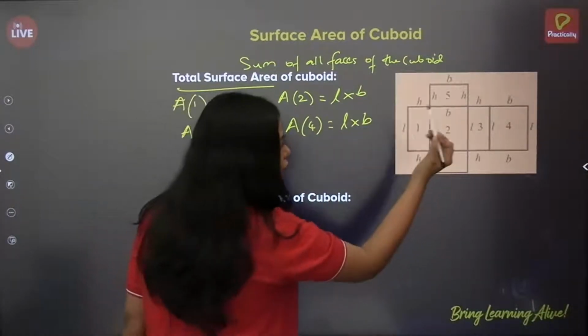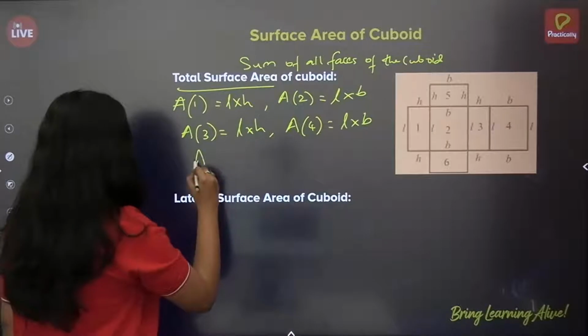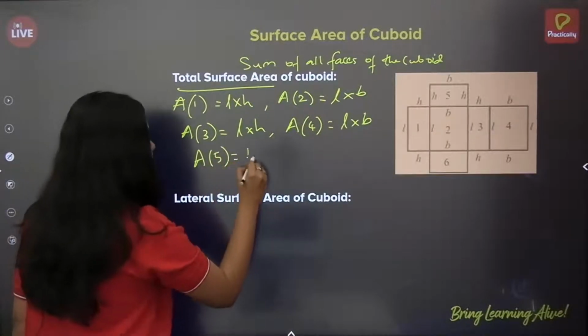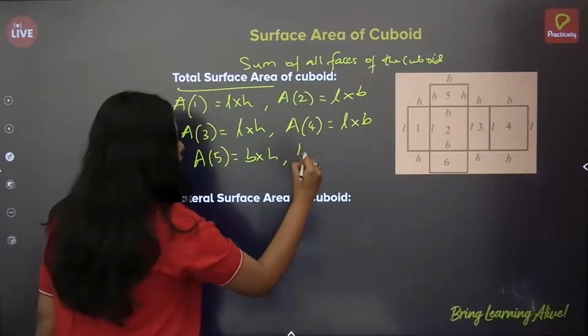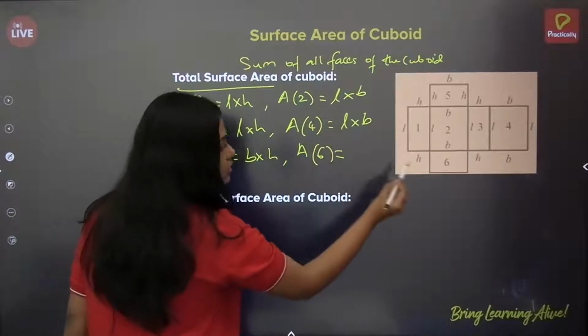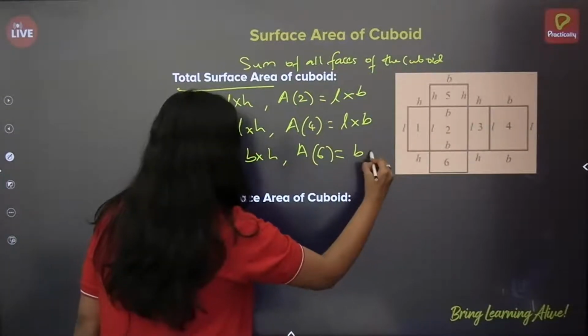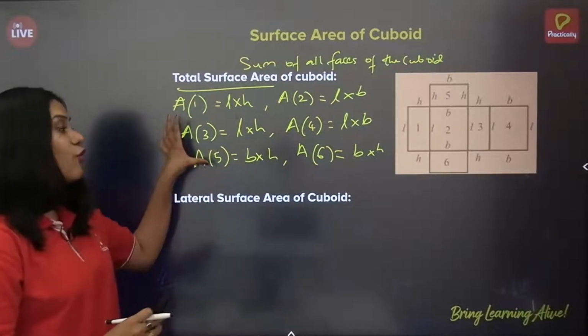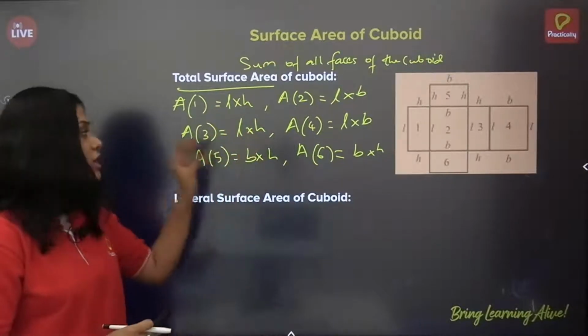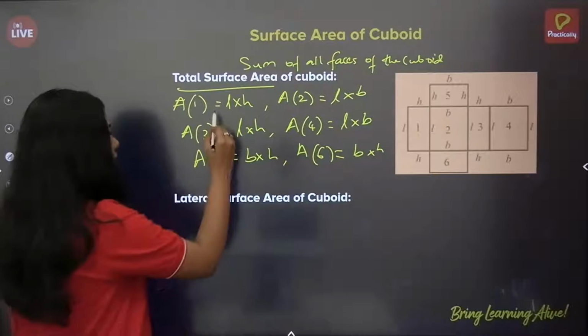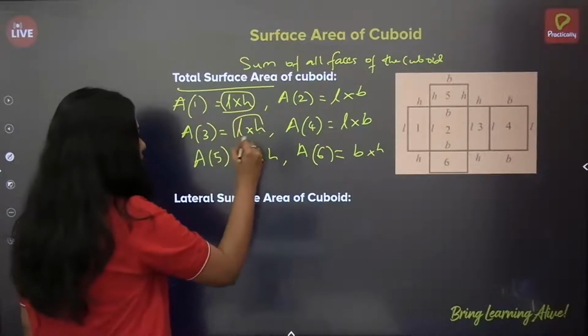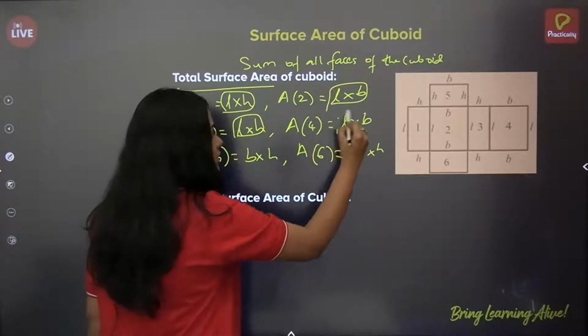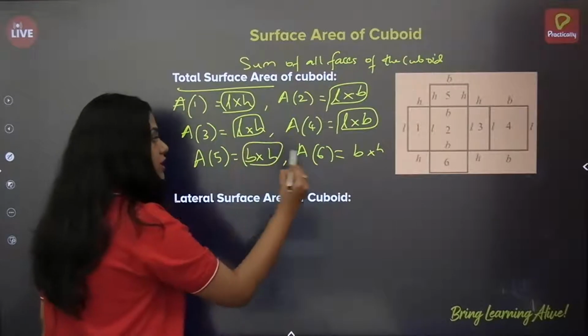Area of fifth is B into H. Area of sixth is H into B or B into H. Now, we have to add the areas of all these 6 rectangles, correct? So, if you observe carefully, L into H is repeated twice. L into B is repeated twice. Same goes with B into H.